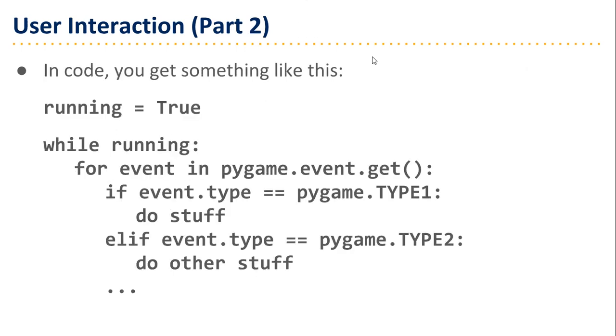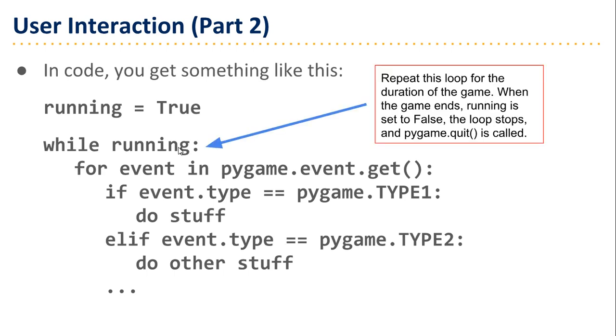So, those are words, this is code. It's not too bad, but maybe a little intimidating. So let's walk through it step by step. So these upper 2 lines are just establishing the loop. I set this running variable to true. The while loop will execute as long as this expression evaluates to true.